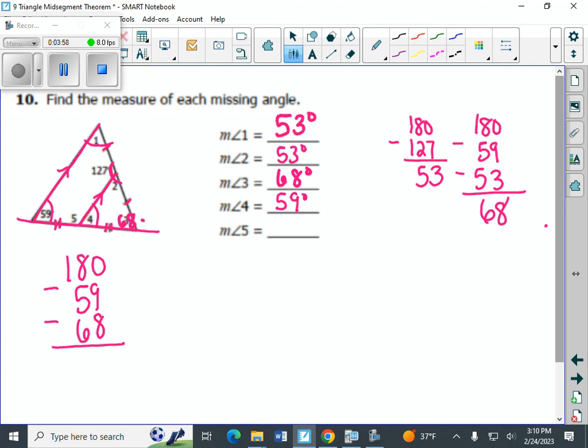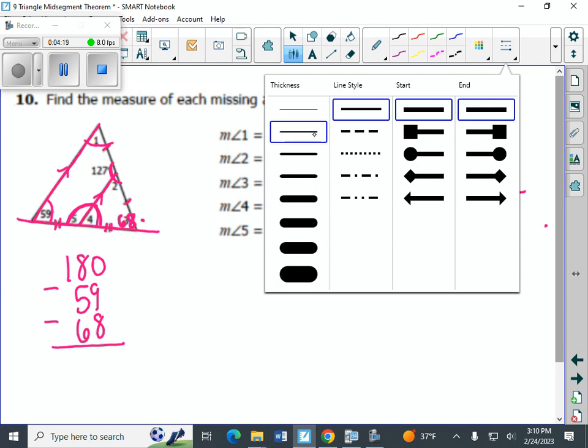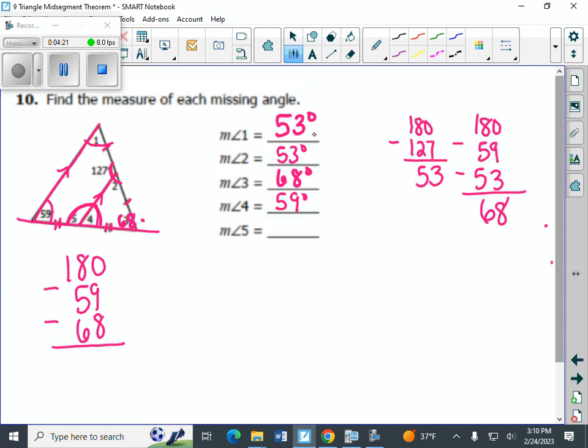And then lastly, we need to figure out how big the measure of angle 5 is. We already know how big the measure of angle 4 is. And once again, using this idea of supplements, angle 4 plus angle 5 is 180 degrees. So the measure of angle 5 is going to be 180 minus 59, which is 121 degrees.